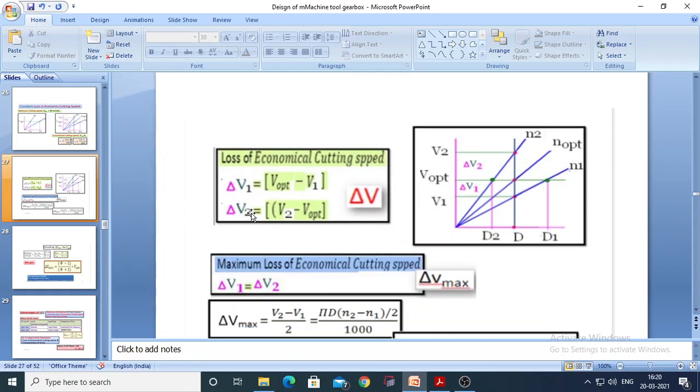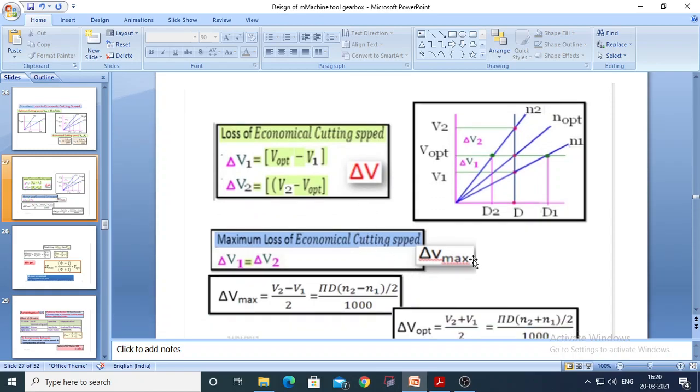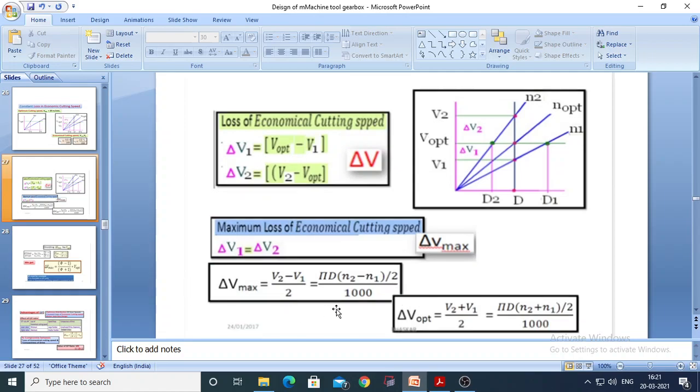For the range of cutting speed, delta V1 we can choose as V optimum minus V1, or V optimum minus V2. This difference between the actual cutting speed and the optimum cutting speed is known as the loss of economic cutting speed. When do we get the maximum loss of economical cutting speed? When delta V max is equal to Vk minus V optimum. At that time you get the maximum loss of economic cutting speed.